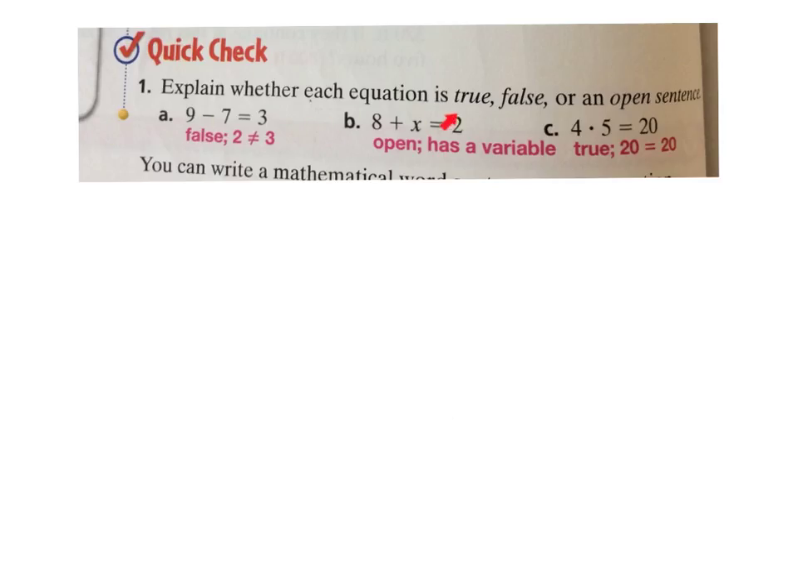Alright, explain whether each equation is true, false, or open. Well, this one's false because 9 minus 7 is 2, and 2 does not equal 3, so that's obviously going to be false. B is open because there's a variable here with no solution to try out. And C is true because 4 times 5 does equal 20. So we had false, open, and true.